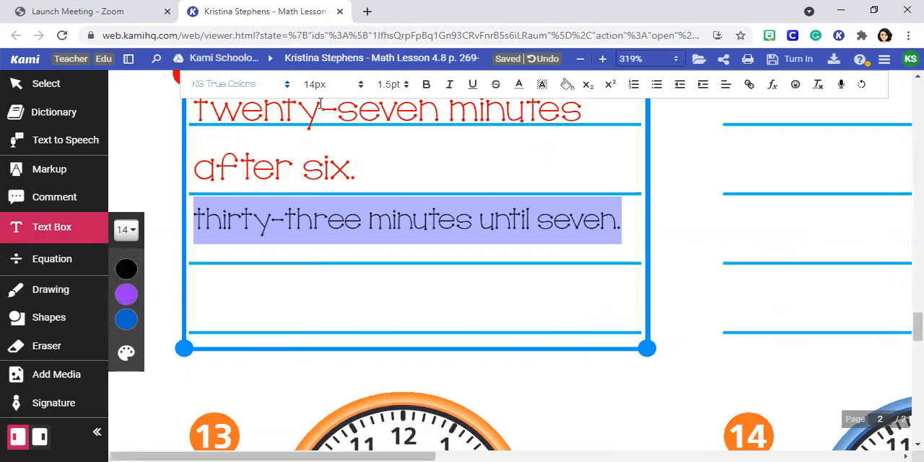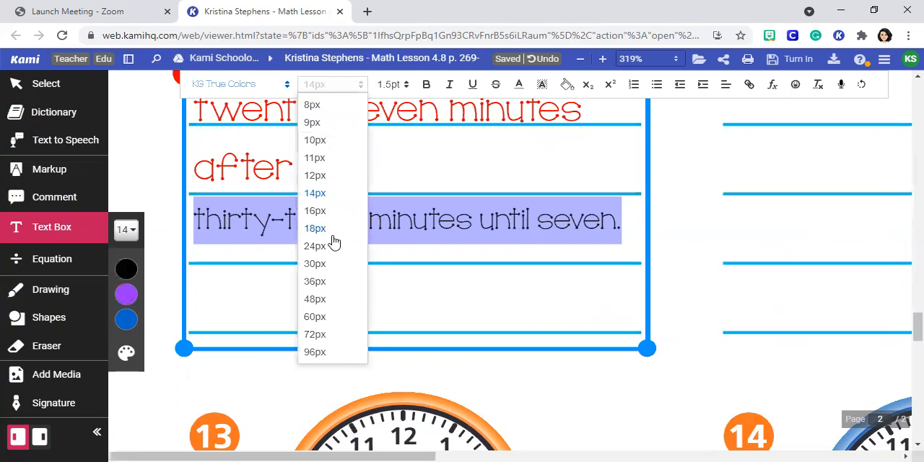KG True Colors. Thank you. I don't know why that switched.